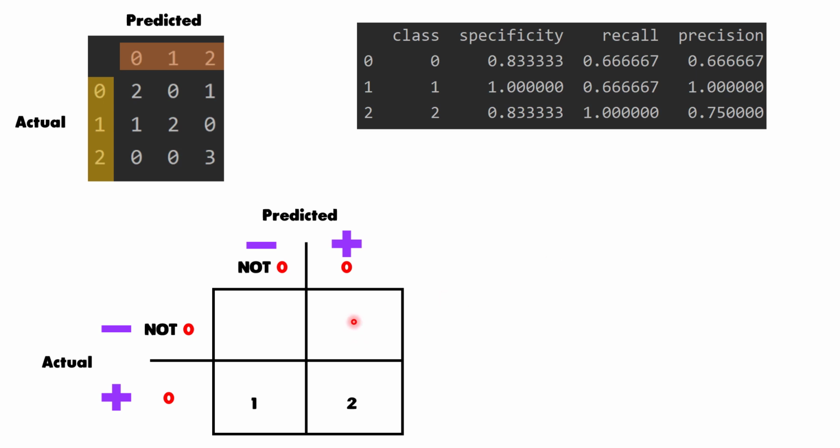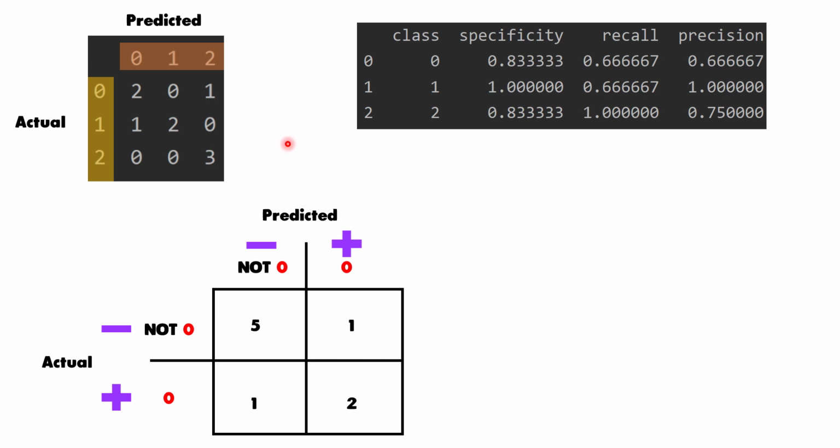And now let's continue and talk about this cell. This cell means how many cases do we have which the actual label is not 0, but we have predicted as 0. We can see that there is 1 case, because it is singular, not plural, which the actual label is not 0, and we have predicted as 0. So let's fill in this cell as well. And now let's talk about this last cell. This cell means how many cases do we have which the actual label is not 0, and we have predicted as not 0. We can see that there are 5 cases which the actual label is not 0, and also we have predicted as not 0.